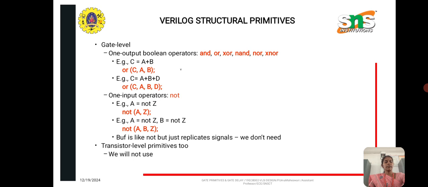AND means we give two inputs and we get one output. If both inputs are 0 and 0, the output will be 0. If the inputs are 0 and 1, that is 0 into 1, since AND is for multiplication, we get 0. With 1 and 0 the output will be 0, and with 1 and 1 the output will be 1.